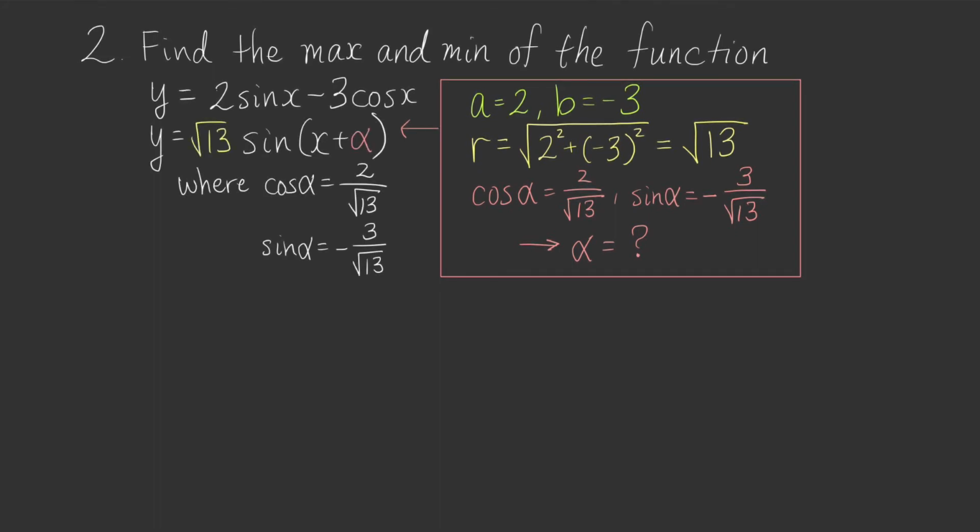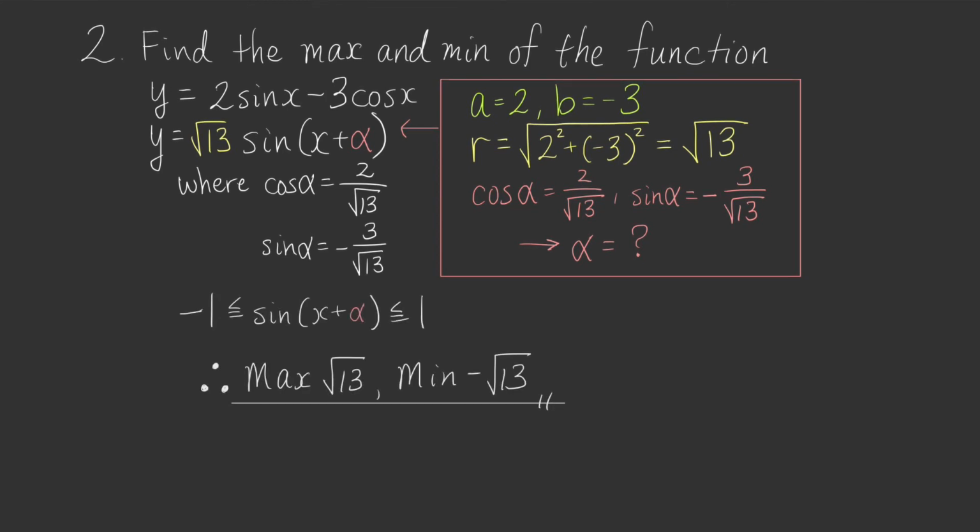We write it as y equals the square root of 13 times sine (x plus alpha), where cosine alpha equals 2 over the square root of 13, and sine alpha equals negative 3 over the square root of 13. Since the maximum of sine (x plus alpha) is 1, and the minimum is negative 1, we can see that the maximum of this function is square root of 13, and the minimum is negative square root of 13. We don't know what alpha is, so we cannot say at what values of x it takes a maximum and minimum. So this is the final answer.